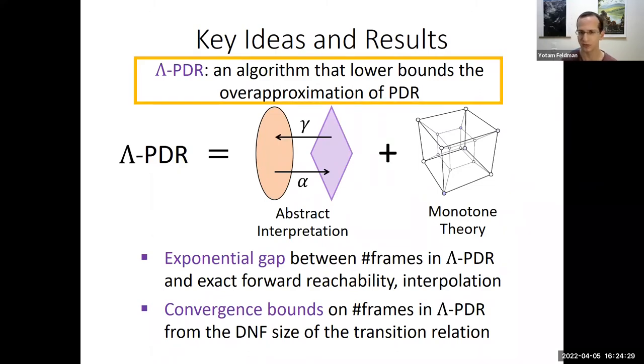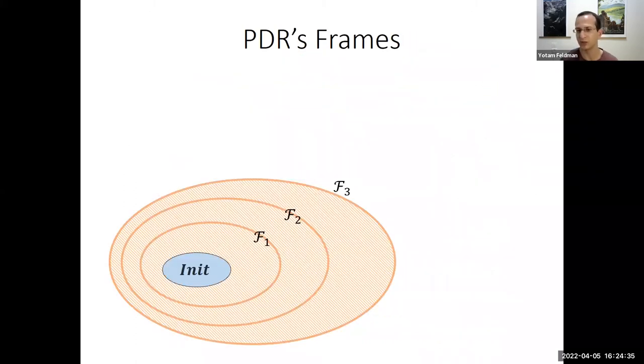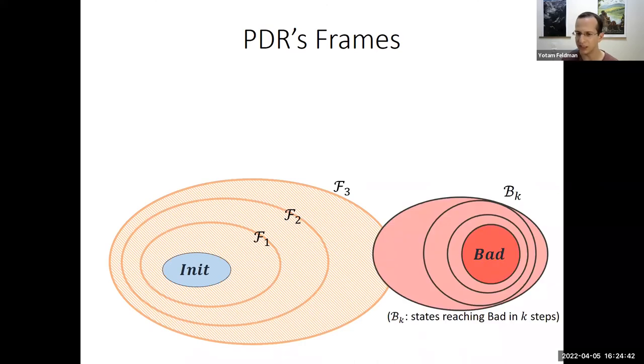Let's start by talking about Lambda PDR. And to do that, we need to dive a bit more deeply into how PDR actually constructs the sequence of frames. So conceptually, PDR looks at BK, the set of states that can reach a bad state in k steps, and checks whether there's a counterexample, a state in BK that's included in one of the frames. Such a state cannot belong to any inductive invariant because in an inductive invariant, no state can reach a bad state in any number of steps.